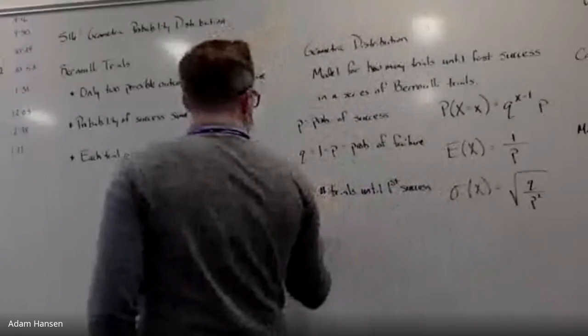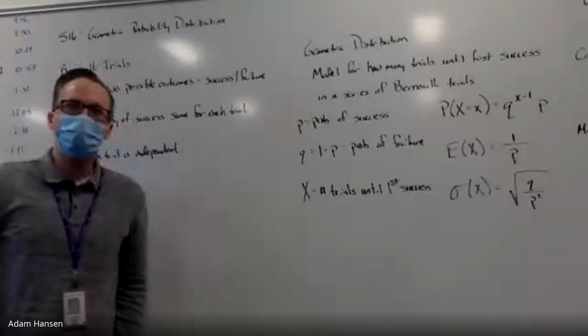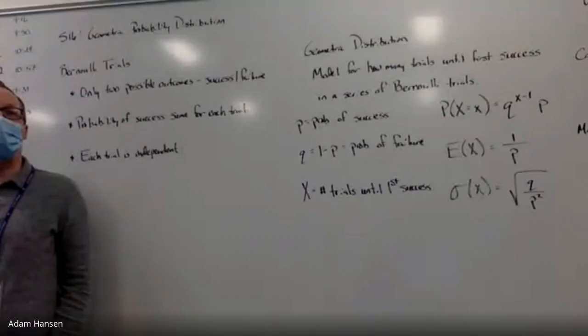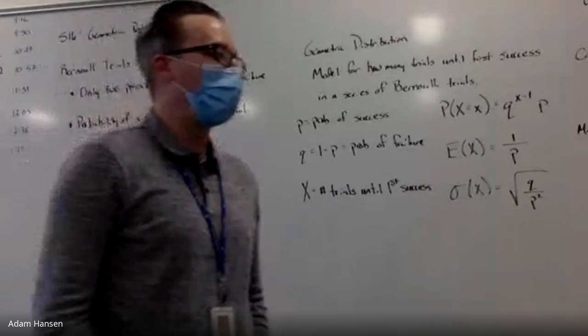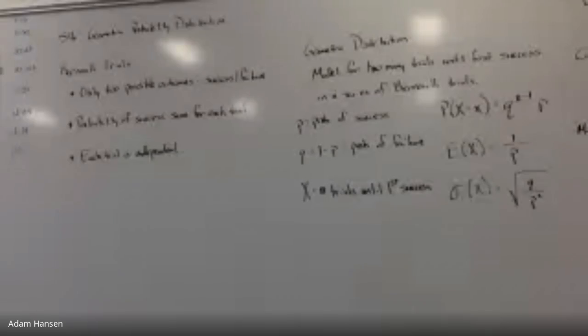This is a random variable. So we're going to let capital X denote the number of trials until the first success, like the distribution talks about. Our probability model, the probability that capital X equals lowercase x.